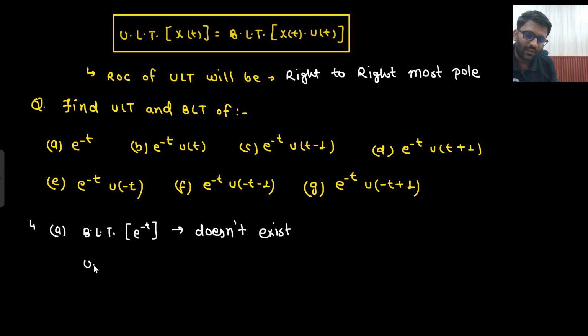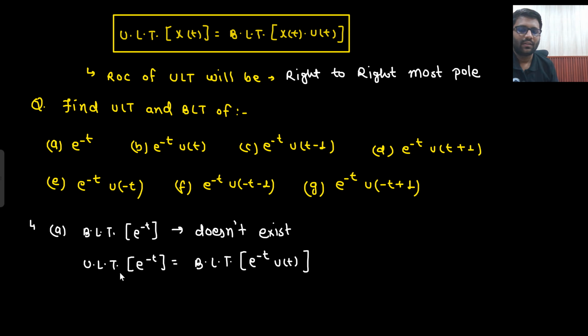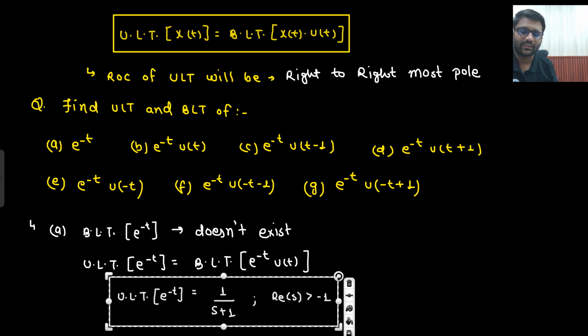Now what you need to find? The unilateral Laplace transform of e^(-t). What would that be equal to? The bilateral Laplace transform of e^(-t)u(t), whatever the function is, multiplied with u(t). So what will be the answer? 1/(s+1), with the ROC being real part of s greater than -1. So the unilateral Laplace transform of e^(-t) will be this one. This is the first answer. And what about the bilateral one? It doesn't even exist.